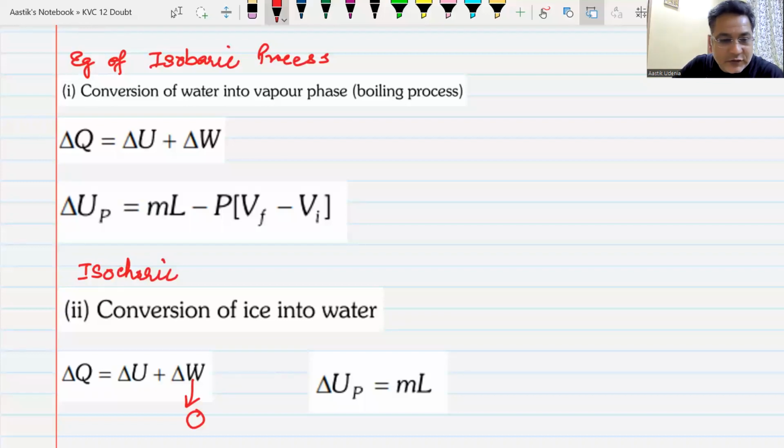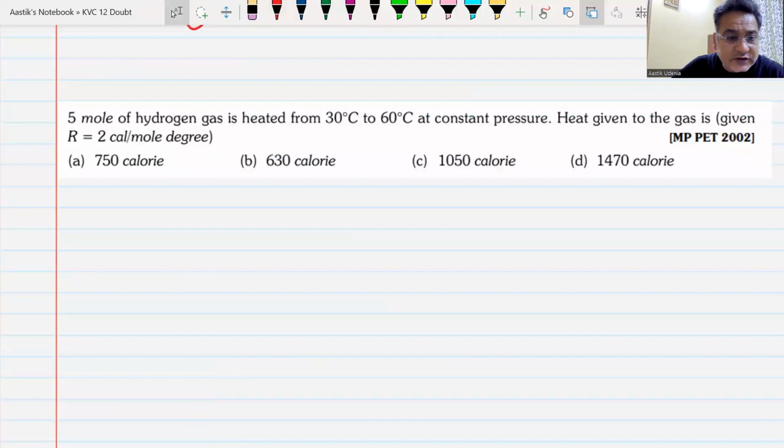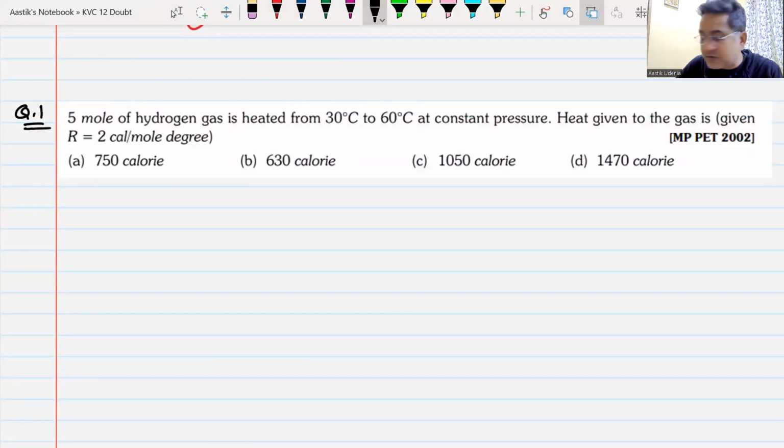Okay, then we move ahead in life, because the only thing that we can do in life is to move ahead. And this is the question. Remember, we have done a lot of questions on constant pressure process. This is just to revive our memory. And this is the first one. 5 moles of hydrogen gas is heated from one temperature to another. Find out the change in the required quantity.